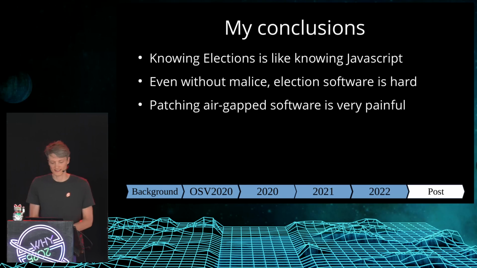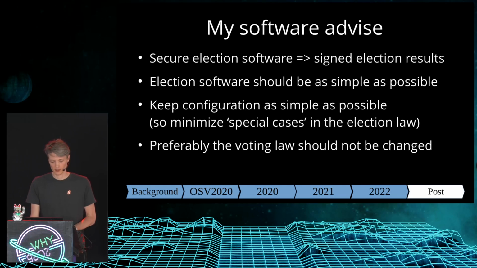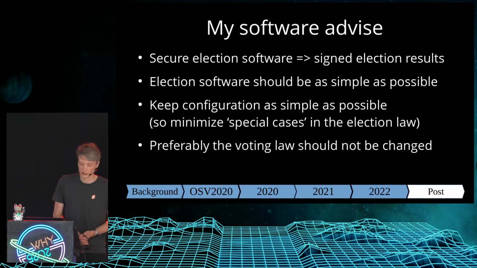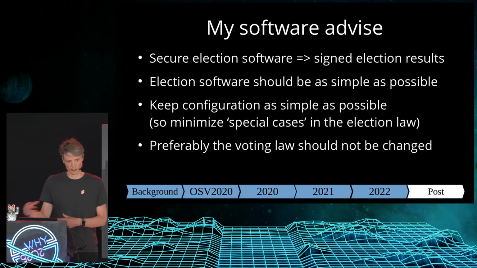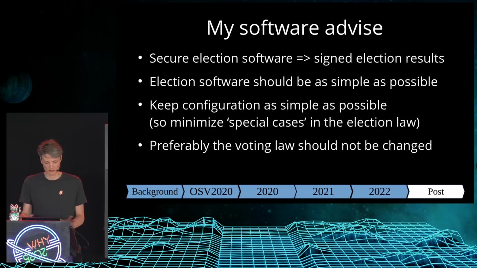My conclusion is like, yeah, knowing elections is like knowing JavaScript. Even without malice, election software is really hard to do because of all these processes being so complicated. And patching air-gap software is really painful. And my software advice would be, if you do secure election software, make sure all your election results are open, verifiable, signed. Currently, we don't publish the signed results yet. That should have been a nice extra feature.